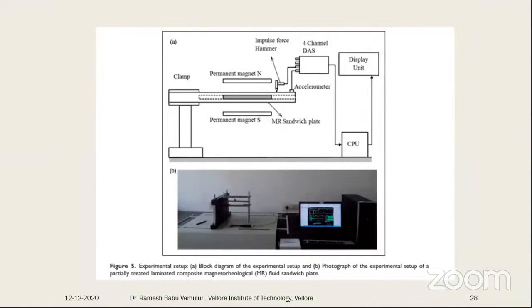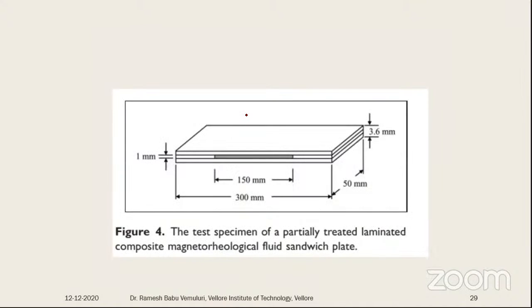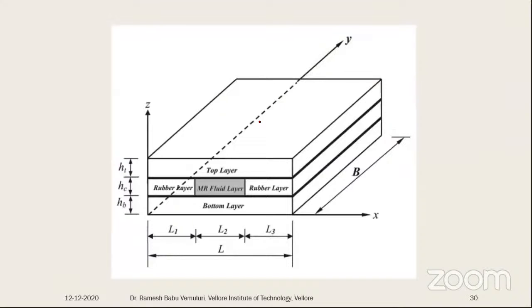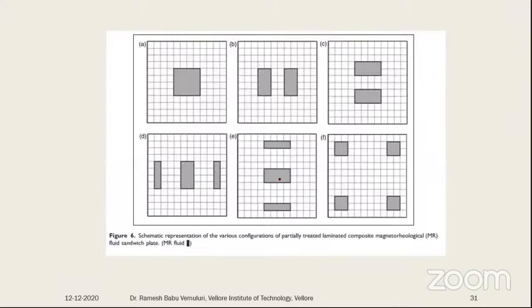Then this is about the partial treatment with the magnetic field. In the partial one, we apply this magnetic field only to the particular distance where this patch is available. So for one patch we have done this. The test specimen is 50 by 300, whereas this patch is 150, with the MR fluid, and the remaining place we have covered with a rubber layer. And these are the 6 different combinations.